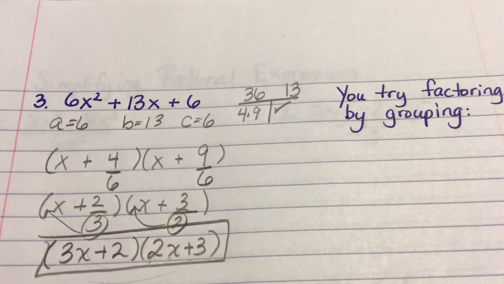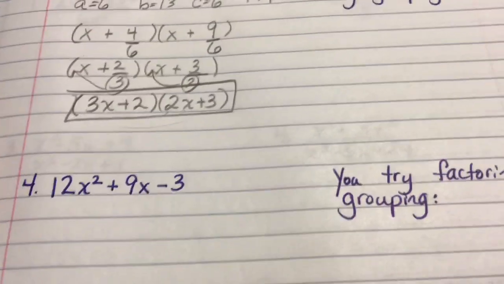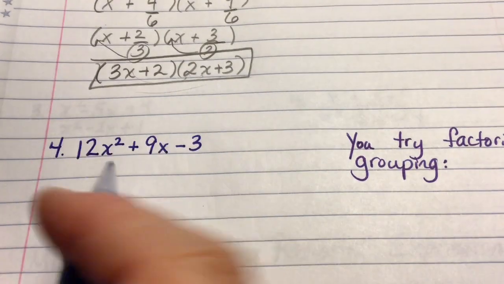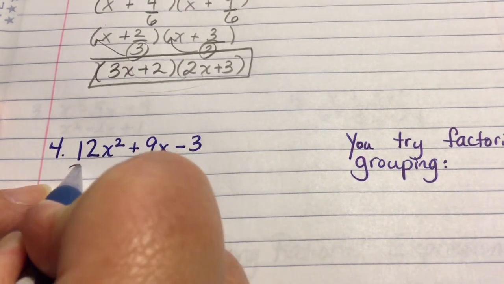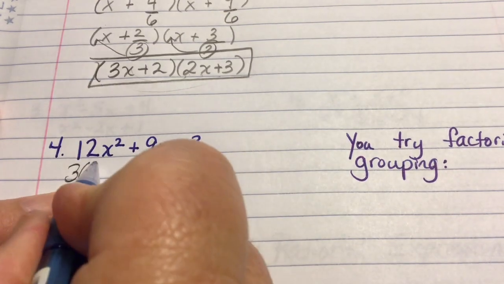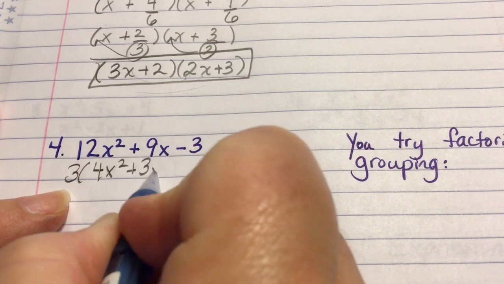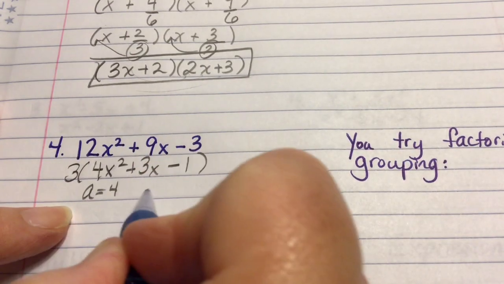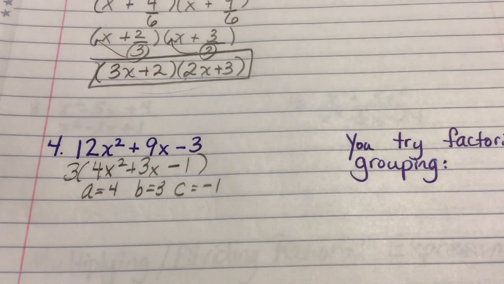You try factoring by grouping. Let's try number 4. I'll have you try factoring by grouping for that one as well. I do have a common factor of 3. Every one of these are divisible by 3. So I'll take out that common factor, 4x squared plus 3x minus 1. A is 4, B is 3, C is -1.